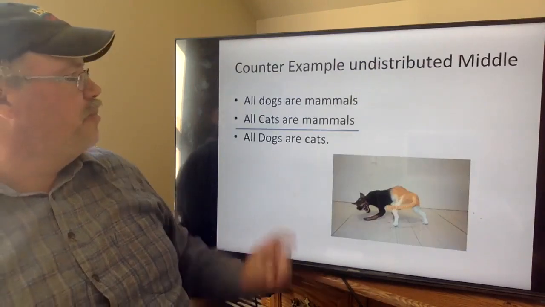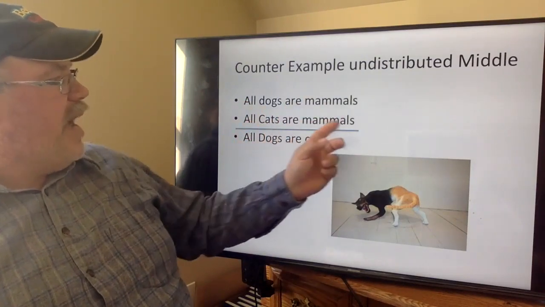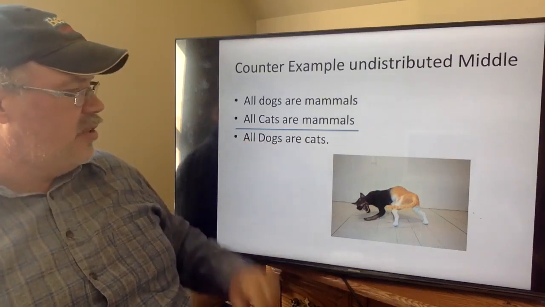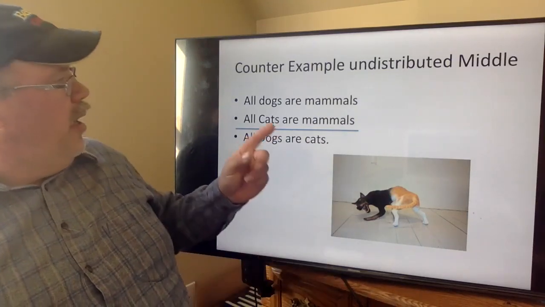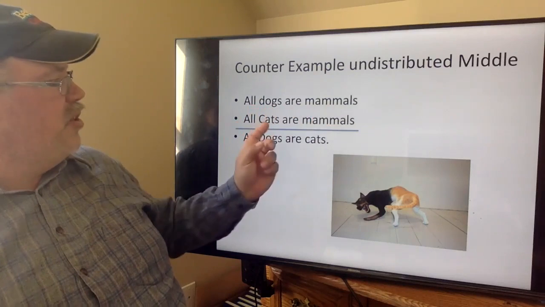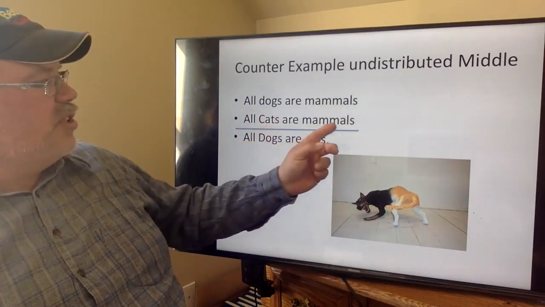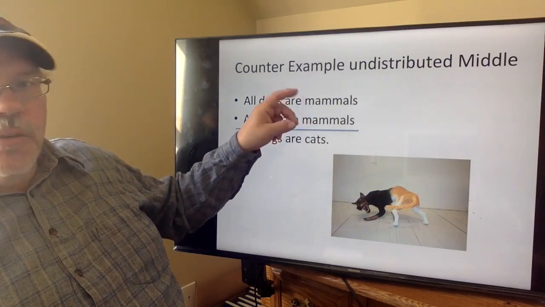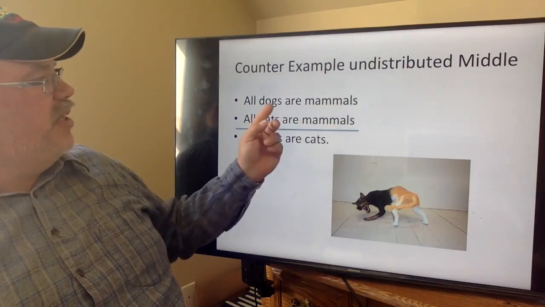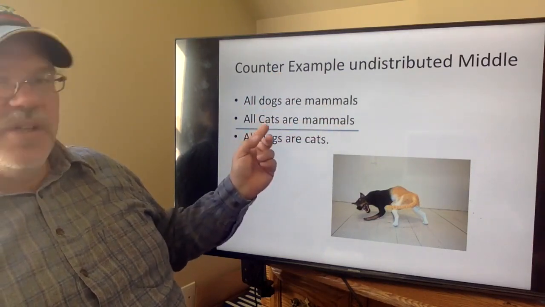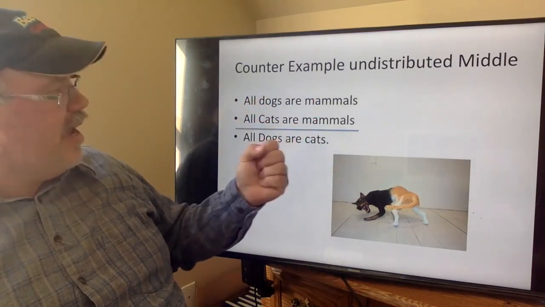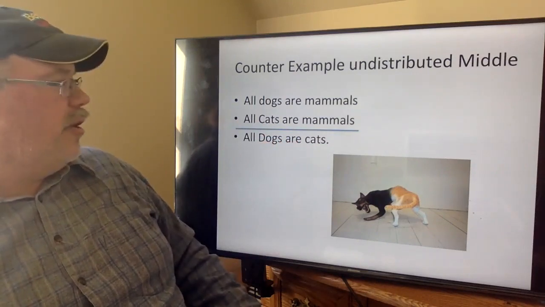Okay, middle term distributed at least once. So let's look at an example. All dogs are mammals, all cats are mammals. Both of those statements are true, but it's not the case that all dogs are cats. And what's happening, of course, here is that this statement refers to every dog, but only some mammals. This statement refers to every cat, but only some mammals. When you refer to that middle term only some both times, you have no guarantee that the mammals you're talking about in this statement are the same mammals you're talking about in this statement. And so you don't have that tie together that typically makes a good argument.